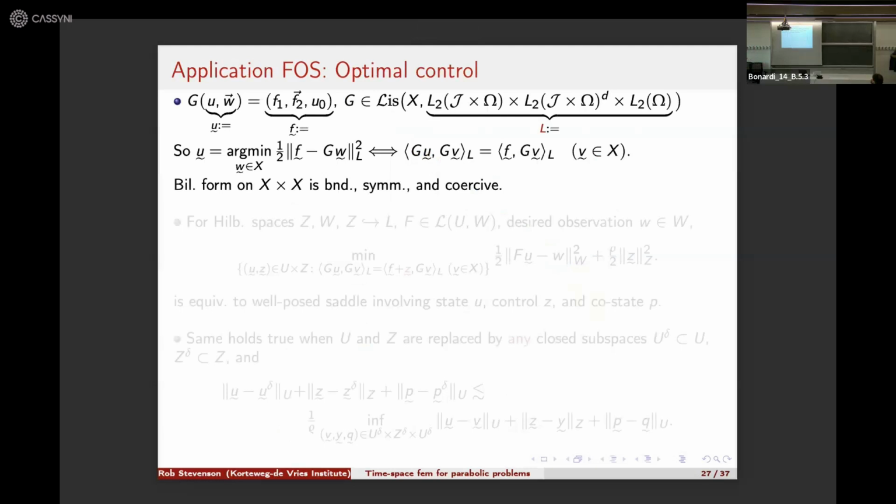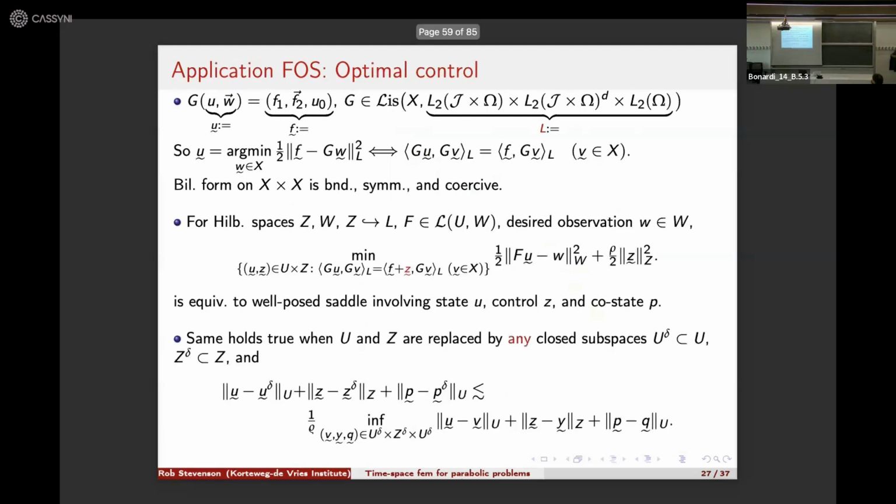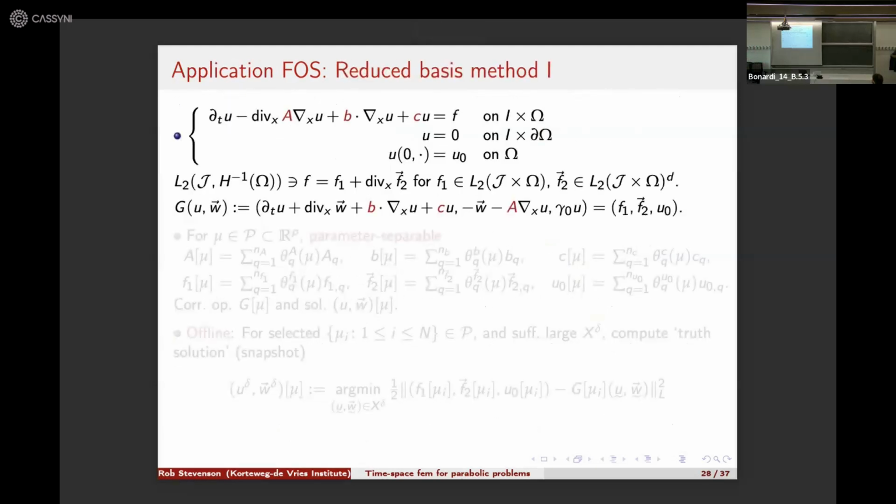Now you can apply it for optimal control. I skip that. This is something I want to present, if the chairman allows me 5 minutes. So I want to show you how it works with the reduced basis method. And now I have a problem with parameters.